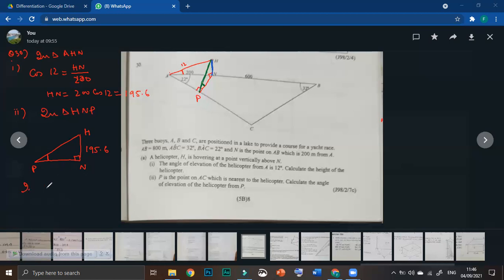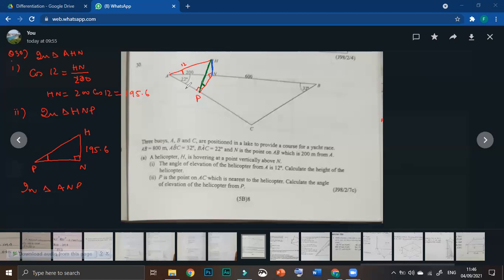Which triangle will we use? Please rethink. Can we use triangle APN? In triangle APN, angle N is 90 degrees, AN is 200 and angle A is 22. Yes, sir. Okay, this one is a right angle triangle.